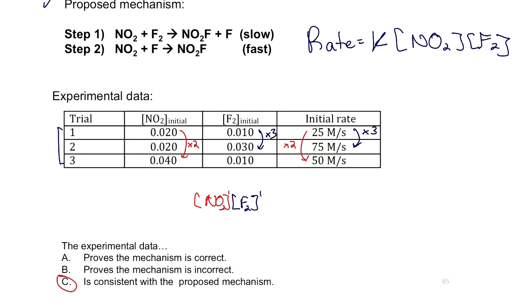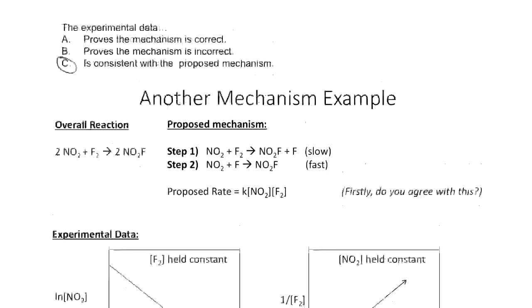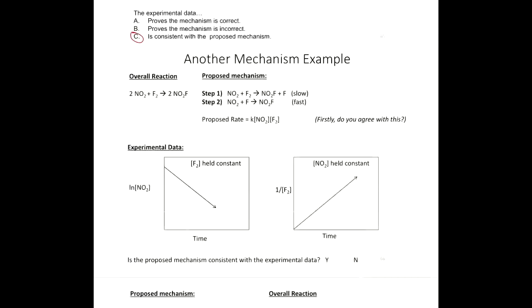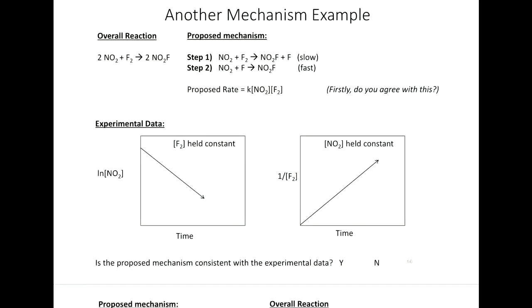So this question is 2 questions wrapped up in one. Let's pretend we did the experimental data and we saw, oh no, it's 0th order in NO2. What would the answer be? It would be B, that it's incorrect, that they don't match. Remember, proposed mechanisms have to match experimental data. Okay, cool. Another one? Yes, another one. Here's the overall reaction. There's my mechanism.